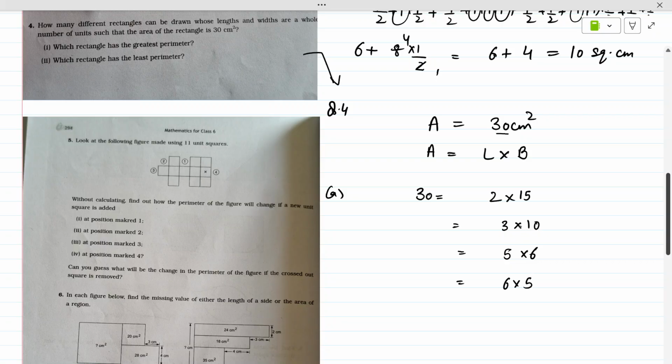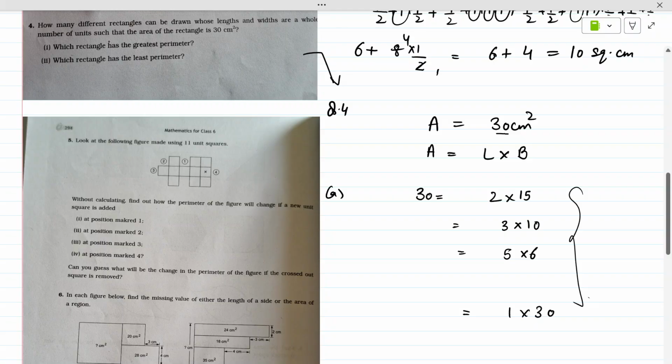10, we have already covered. 15, we have already covered. And the last one we have as 1 into 30. So this I am removing because this is repeated. These two are same. Okay. So these are the different combinations possible here.